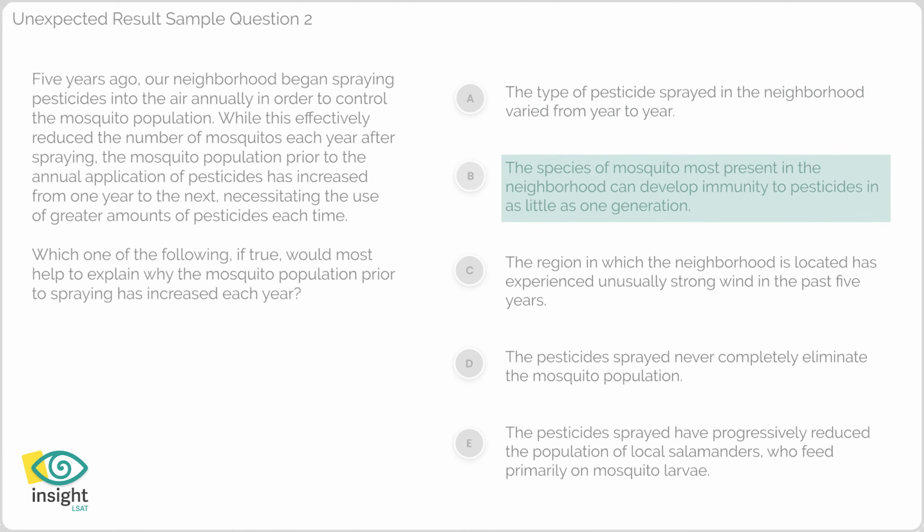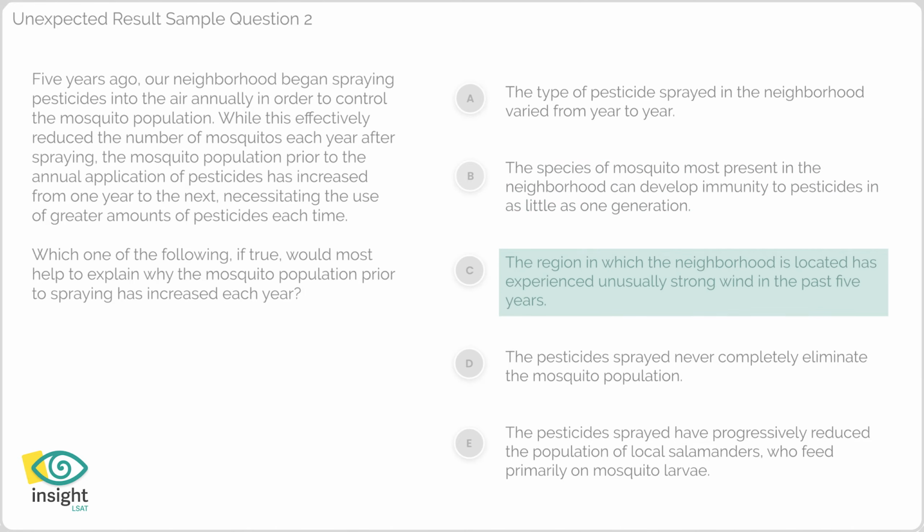B. The species of mosquito most present in the neighborhood can develop immunity to pesticides in as little as 1 generation. Immunity. Okay, so that seems relevant, but wait a minute. The problem seems to be that the populations come back stronger, not that they live through the pesticides. So what does immunity have to do with anything? I guess I'll leave this one in for now as well, but I don't think so.